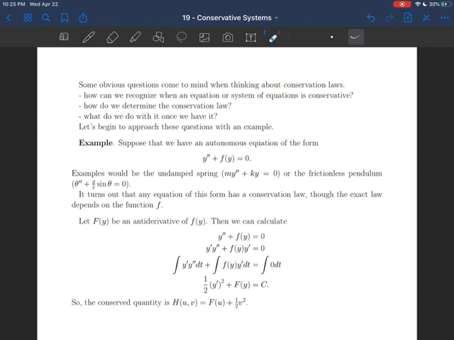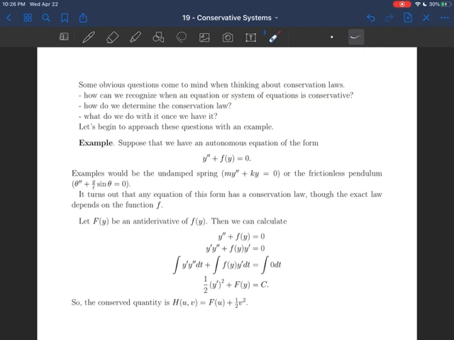How can we figure that out? Well, we do a little bit of clever calculating. We take this equation. First of all, just for notation, capital F of y is going to be the antiderivative of little f of y with respect to y. And we'll figure out what the conservation law is. So y'' + f(y) = 0. We're going to multiply through that equation by y'. So y' y'' + f(y) y' = 0.